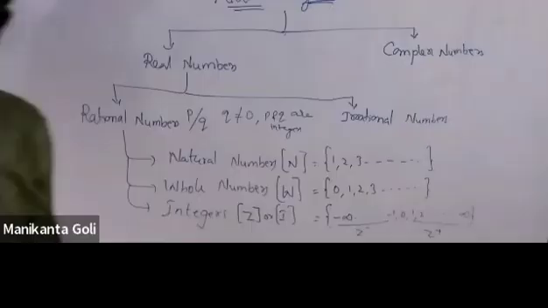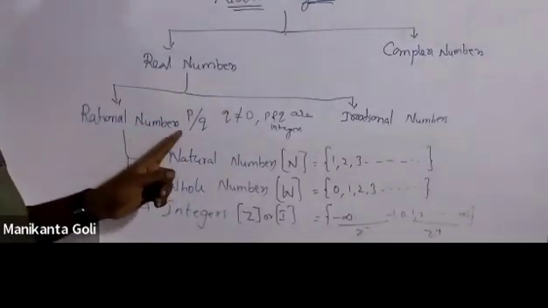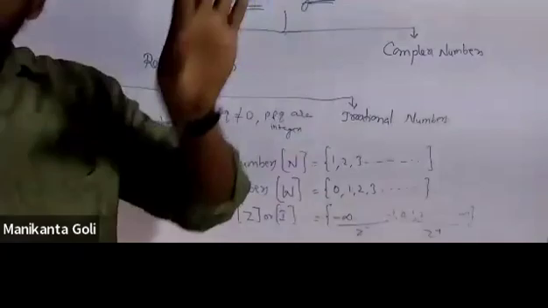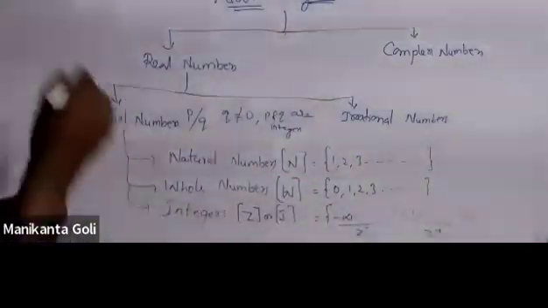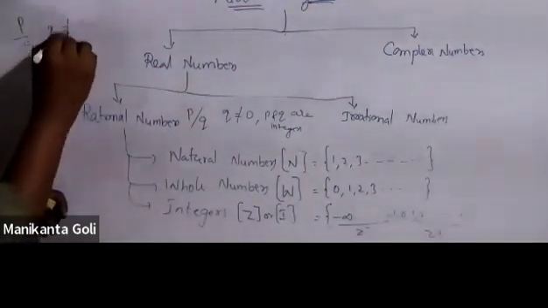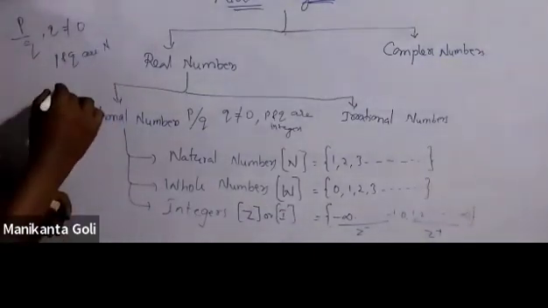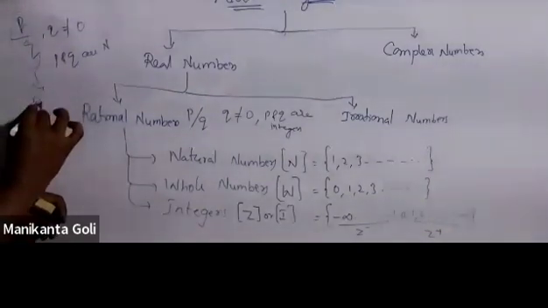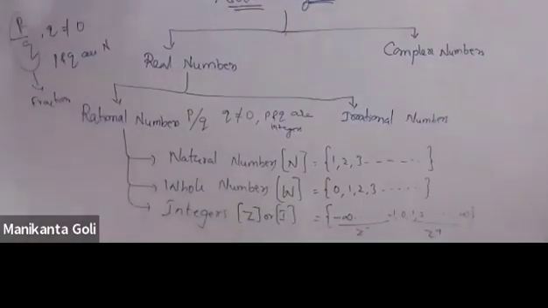Very good. If a number is in the form of p by q, q is not equal to 0, and p and q are natural numbers, then that number p by q is called a fraction. This is the main difference between a fraction and a rational number.